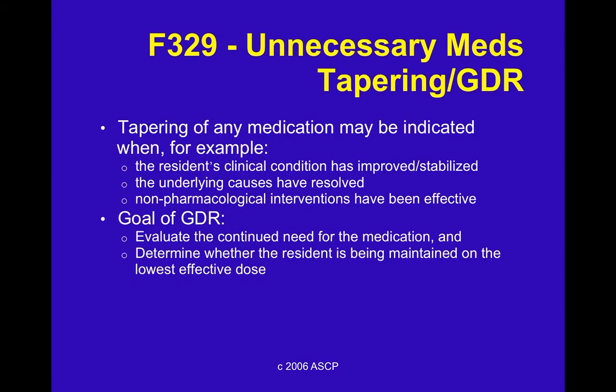The other thing that's mentioned in F-tag 329 is that tapering of any medication may be indicated when, for example, the resident's clinical condition has improved, the underlying causes have resolved, or non-pharmacological interventions have been effective. The goal of GDR is to evaluate the continued need of the medication and determine whether the resident is being maintained on the lowest effective dose.